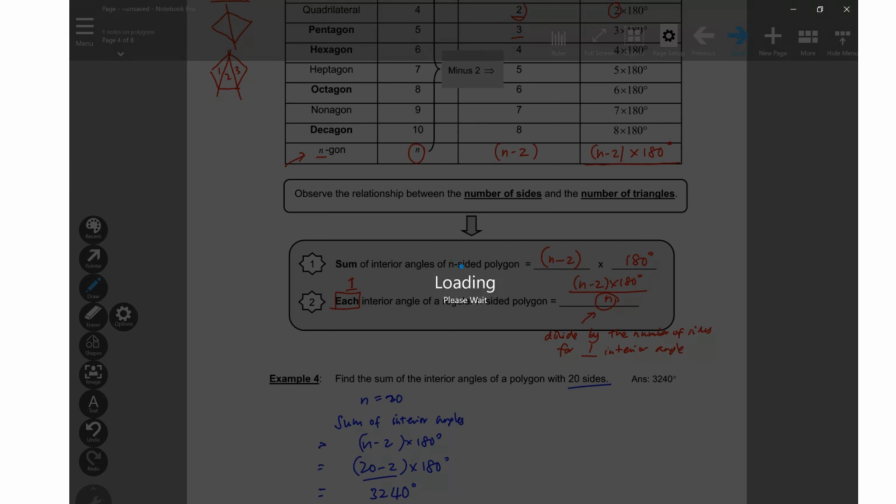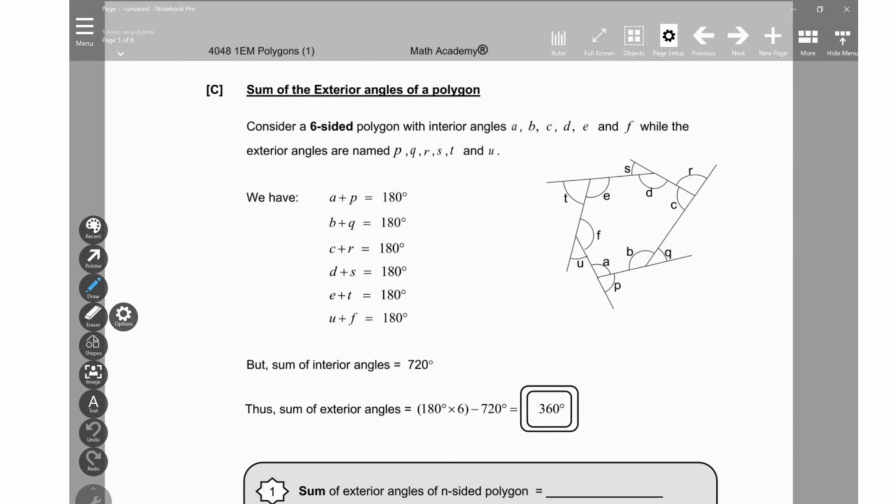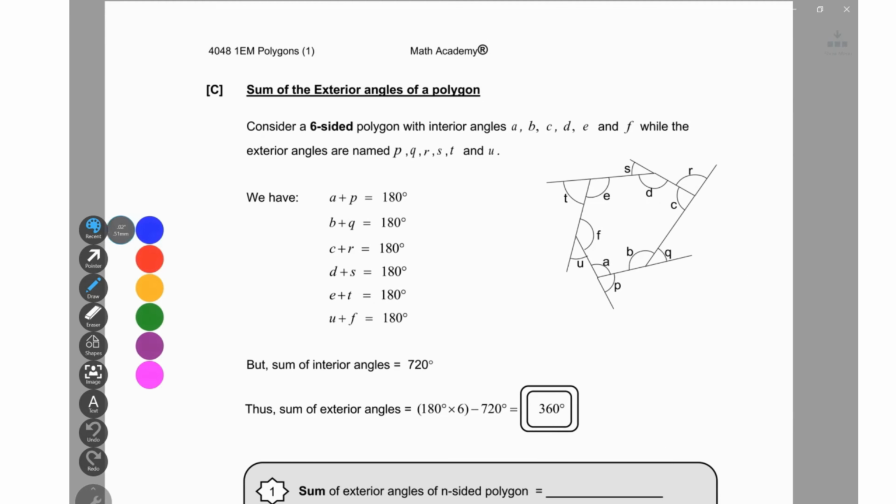Next we want to look at the concept of exterior angles. You are given a diagram here on the right. Notice that I'll start from P, going clockwise: P, Q, R, S, T, and U. Notice that they are exterior angles, meaning they lie on the outside of the polygon. So just write down P, Q, R, S, T, U are exterior angles.